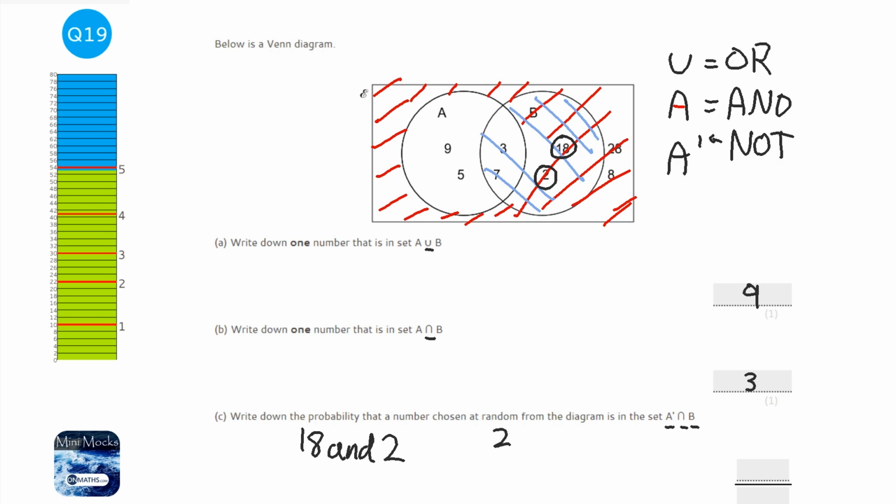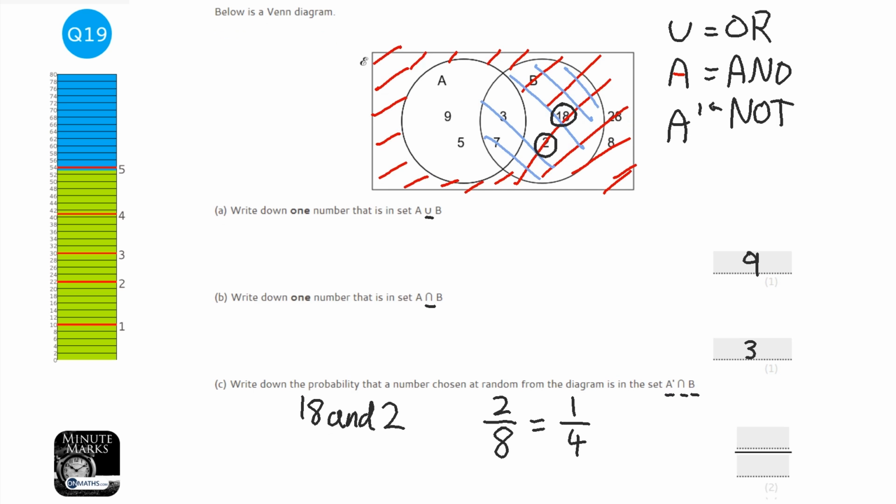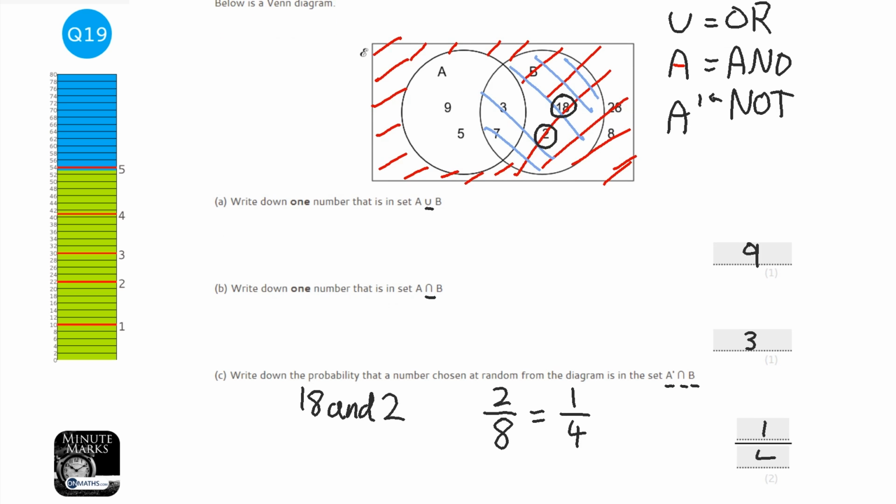So there are two numbers that fit that bill, so that will go at the top of our fraction. And there's 1, 2, 3, 4, 5, 6, 7, 8 in total. Now I can simplify that a little bit to make it a quarter. And so my answer to that will be 1 over 4, or a quarter.